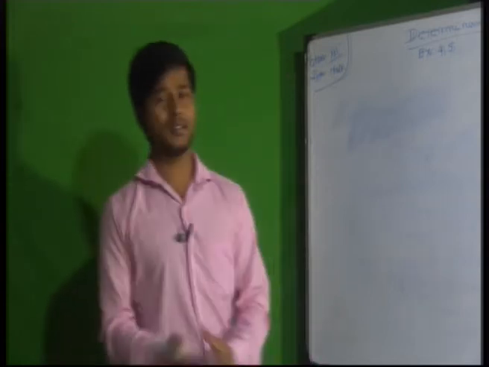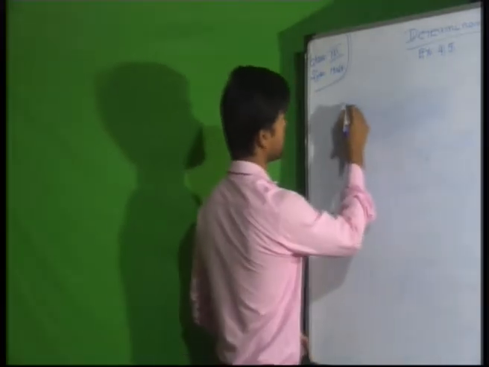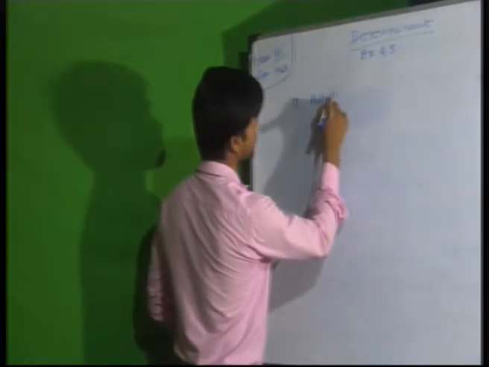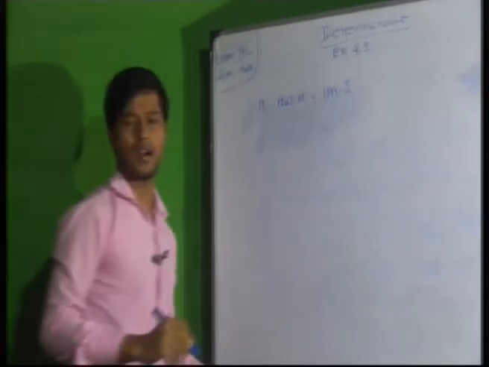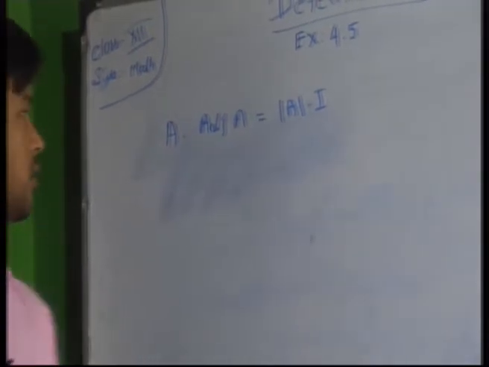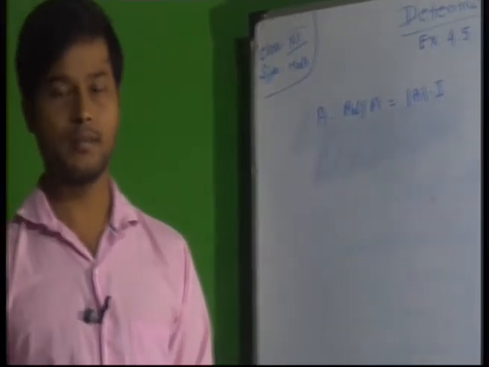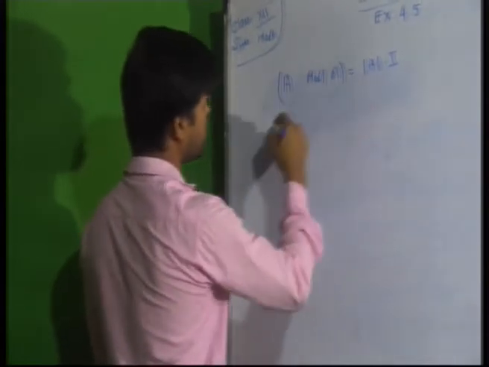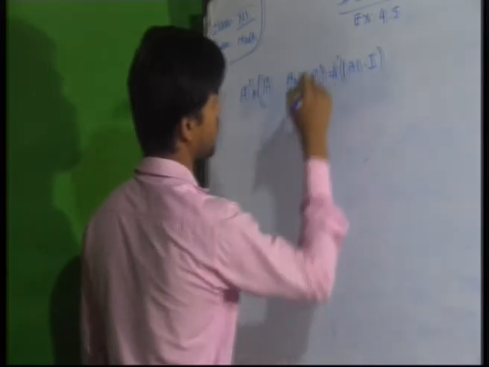Now look, in the last class, we established a relationship, that is A into adjoint A is equal to det A into I, where I is the identity matrix. Now from here, we'll establish the formula for calculating the inverse of a matrix. So look how. If I post-multiply by A inverse on both sides, what happens?